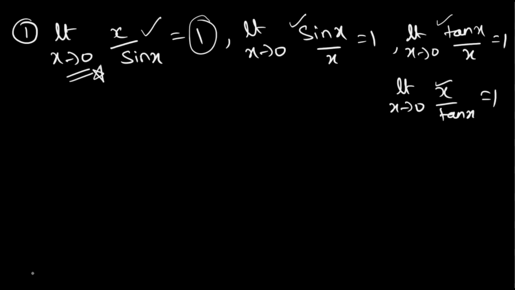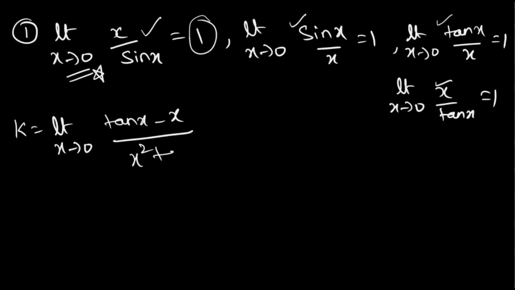For example, let me write down the question as limit x tends to 0, (tan x minus x) by (x square tan x). In this problem, if I substitute x as 0, tan 0 is 0, 0 minus 0, numerator is 0, and denominator also will become 0. 0 by 0 form. I can apply L'Hospital rule. If I differentiate this numerator, limit x tends to 0.